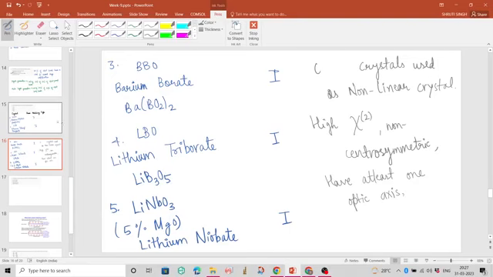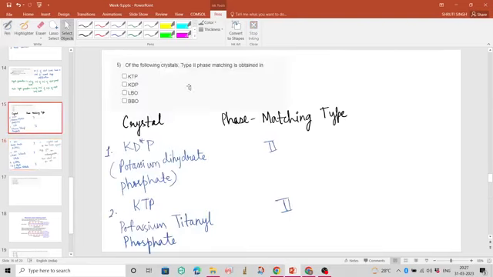So the question asked was, which of the following crystals has type 2 phase matching? The type 2 is written over here only. Type 2 phase matching is obtained using the crystals KDP and KTP. So options 1 and 2 are correct. It's an MSQ, so we can select both. So type 2 phase matching is obtained using KDP, potassium dihydrogen phosphate, and KTP, potassium titanyl phosphate.